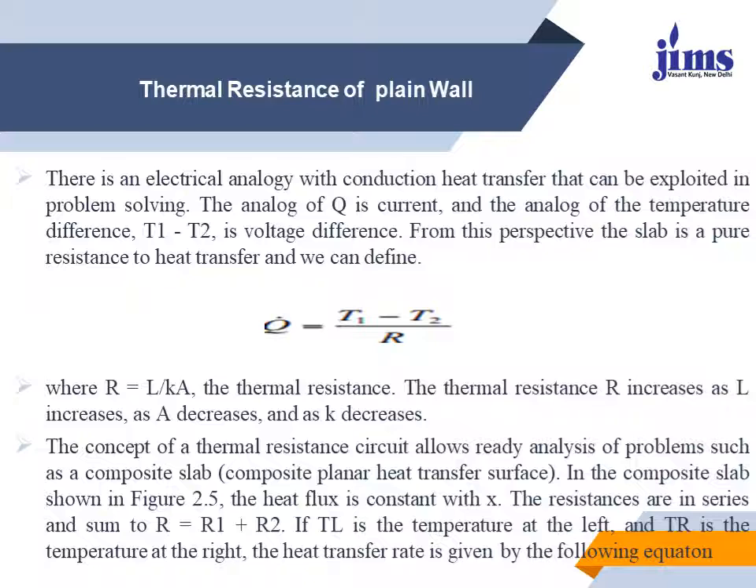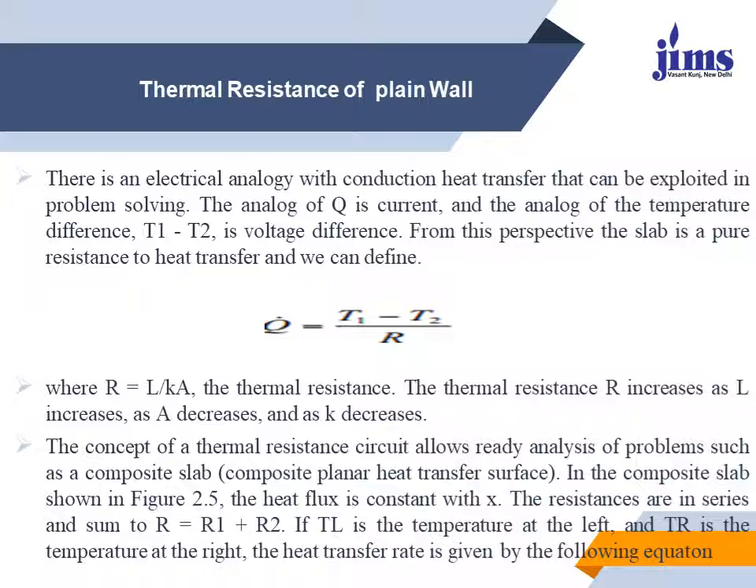So the thermal resistance R increases as L increases, as A decreases, and as K decreases. The concept of a thermal resistance circuit allows ready analysis of problems such as a composite slab. In the composite slab, as shown in the figure, the heat flux is constant with respect to x.